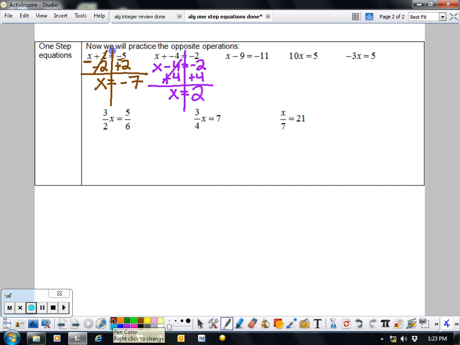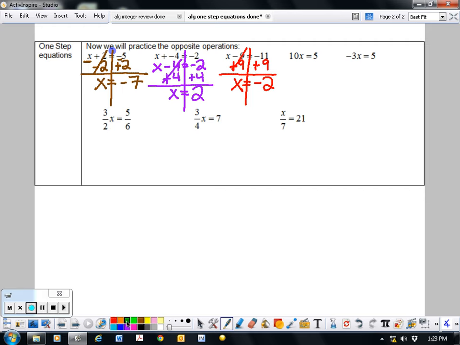And our next one, I draw my line to indicate my 2 sides. X minus 9 equals negative 11. The opposite of minus is plus, so I'm going to add 9 to both sides. Negative 9 and a positive 9 becomes 0. So that way all I've left is x. A negative 11 plus 9 gives me negative 2.